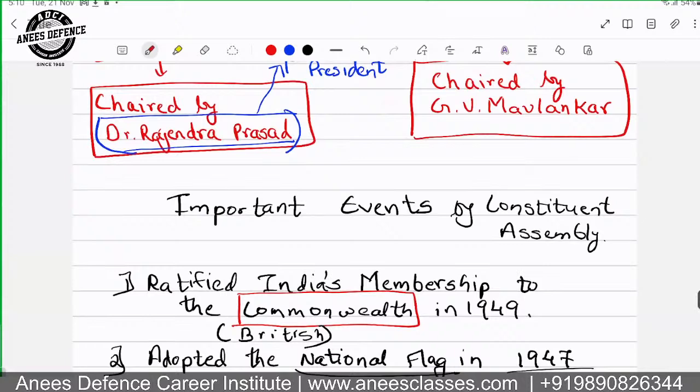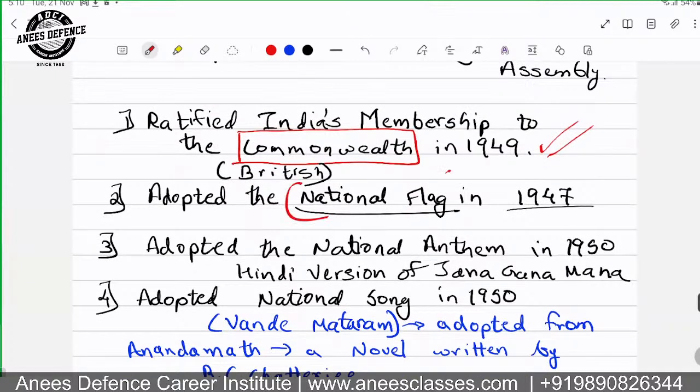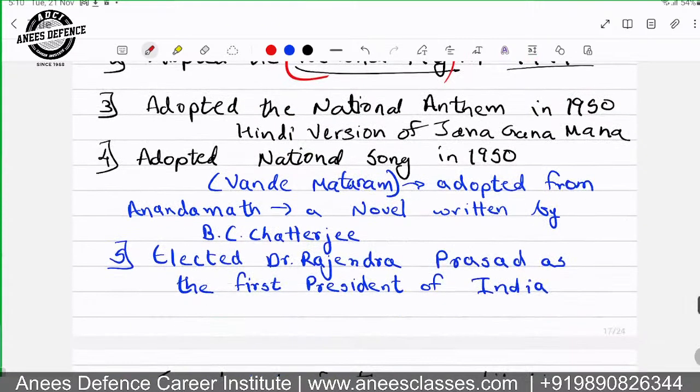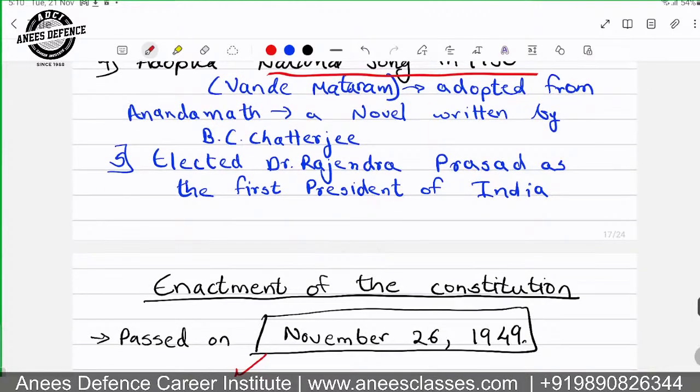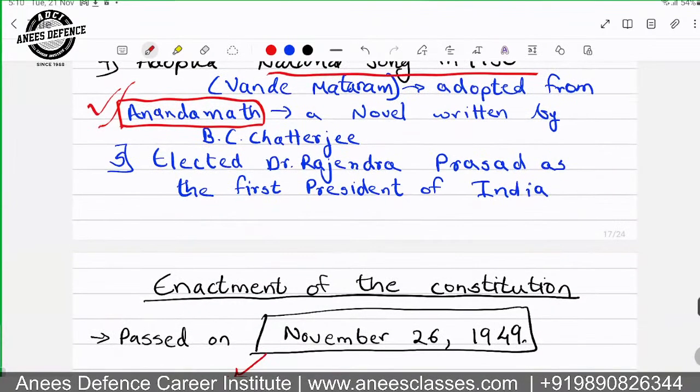Important events. This is important. Commonwealth membership, national flag, the tricolor, 1947. National anthem, Jana Gana Mana. Adopted national song in 1950, Vande Mataram, adopted from Anand Math. This is also a question from history. This is very important. Elected Dr. Rajendra Prasad.